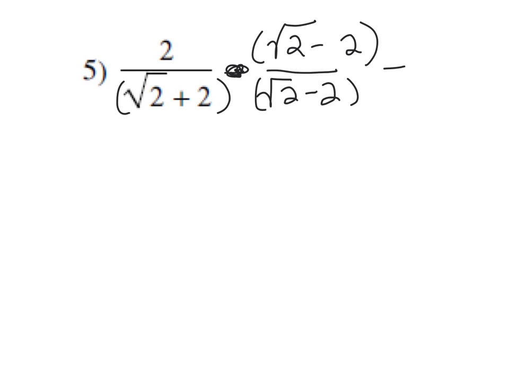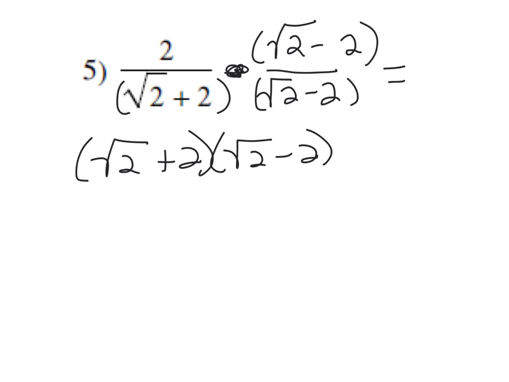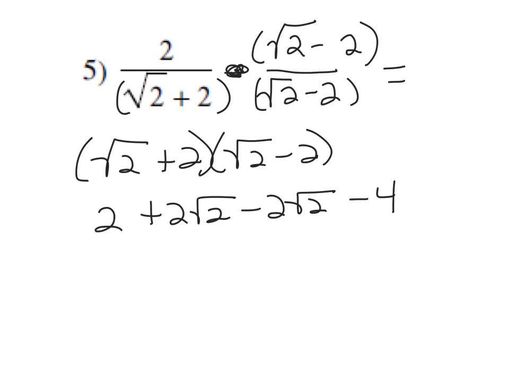Okay. So now we have to FOIL this denominator. So what happens when we FOIL the denominator? Well, we get this right here. Root 2 times root 2 is 2. Then we have a +2 root 2, a -2 root 2, and then we have a -4. Well, these middle terms simply cancel out, and we're left with 2 minus 4, which is a -2. So that's going to be in my denominator, that -2.